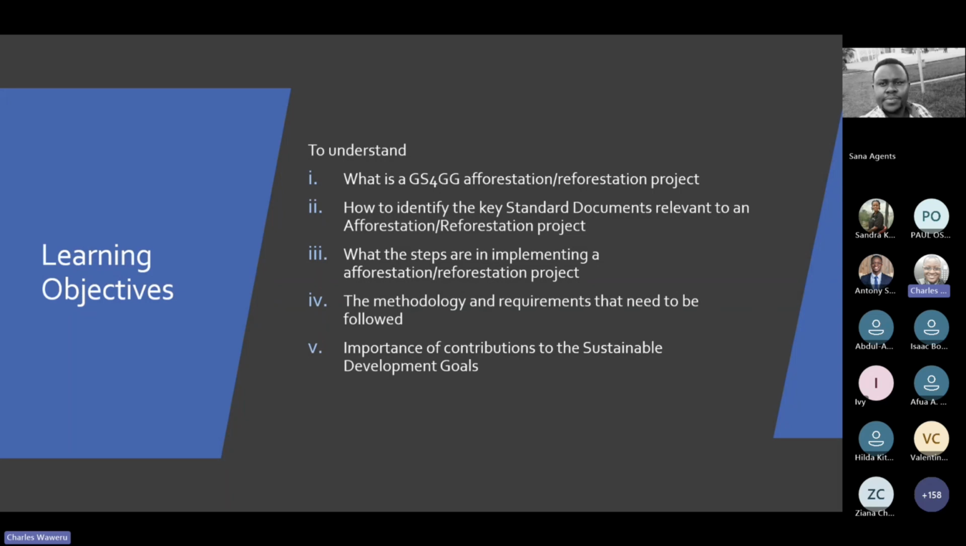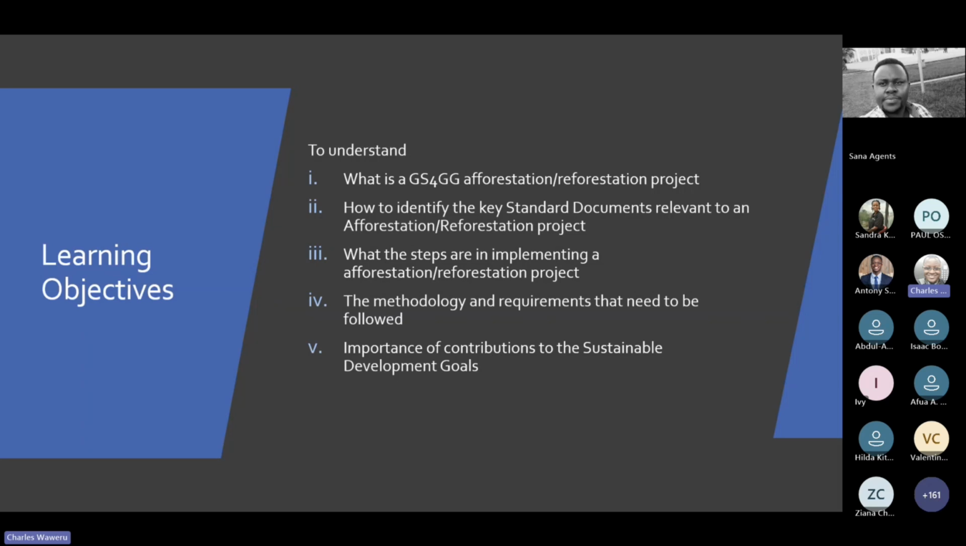We're also looking at the steps for implementing an afforestation and reforestation project, understanding the different methodologies and requirements that need to be followed, and last but not least, acknowledging the importance of the contributions to the Sustainable Development Goals. As you would recall from the very first topic we had a couple of weeks ago, the Gold Standard registry is very keen to make sure that any climate mitigation project you're developing is geared towards the realization of the Sustainable Development Goals that we all espouse to realize.